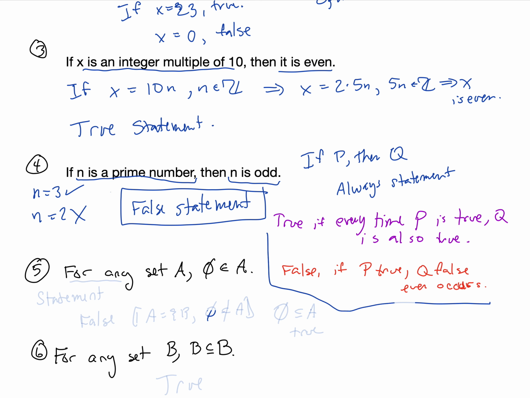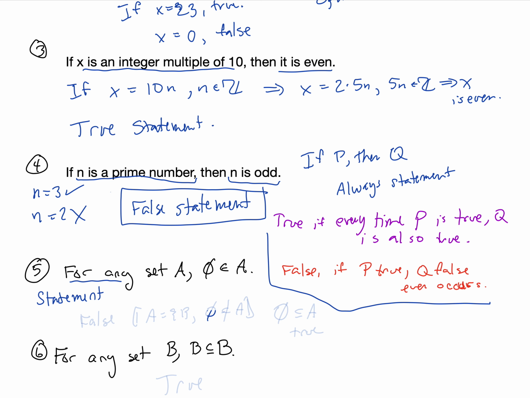Next, we have the sentence, for any set A, the empty set is always an element of A. This is a statement. And again, anytime you have something of the form for any something, like for all or for any, that's always going to be a statement. If it's ever false, then the entire statement is false. And if it is always true, then the entire statement is true.